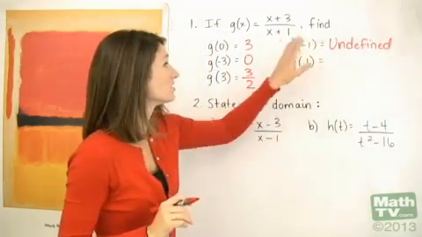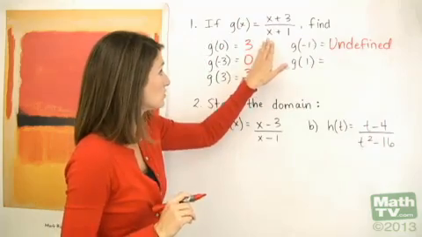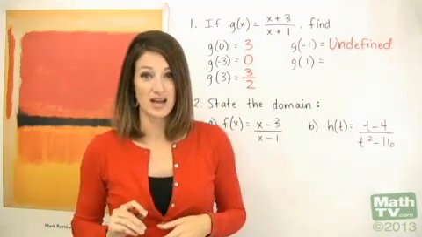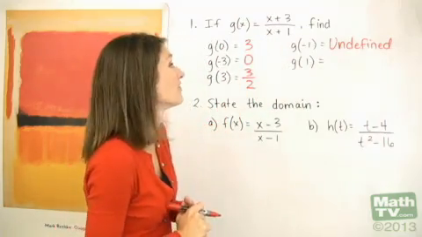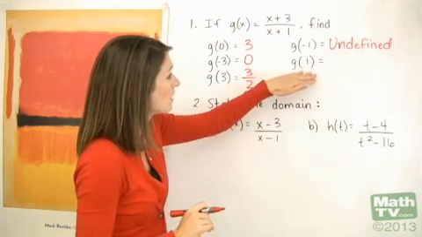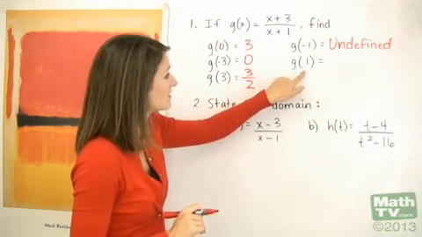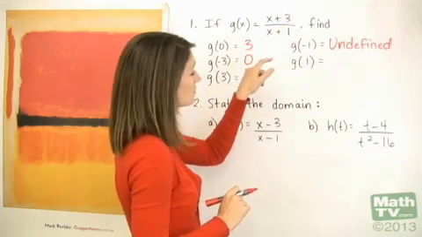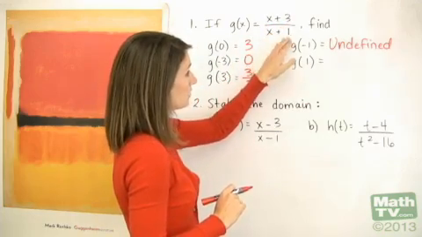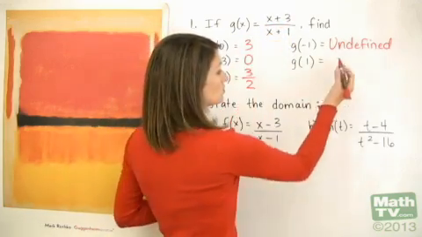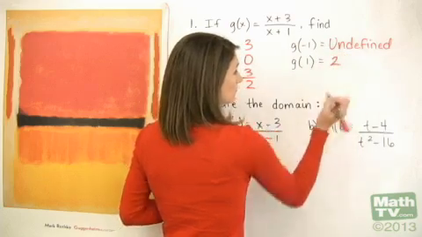So that's important to look out for: what values will make the denominator in our given function 0 and therefore undefined. One last value to find, if x equals 1, 1 plus 3 is 4, over 1 plus 1 is 2, so 4 over 2 gives us 2.